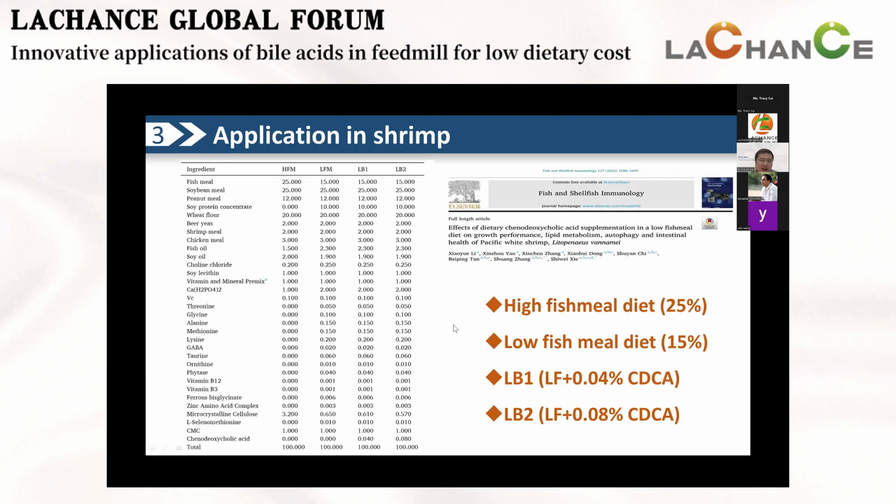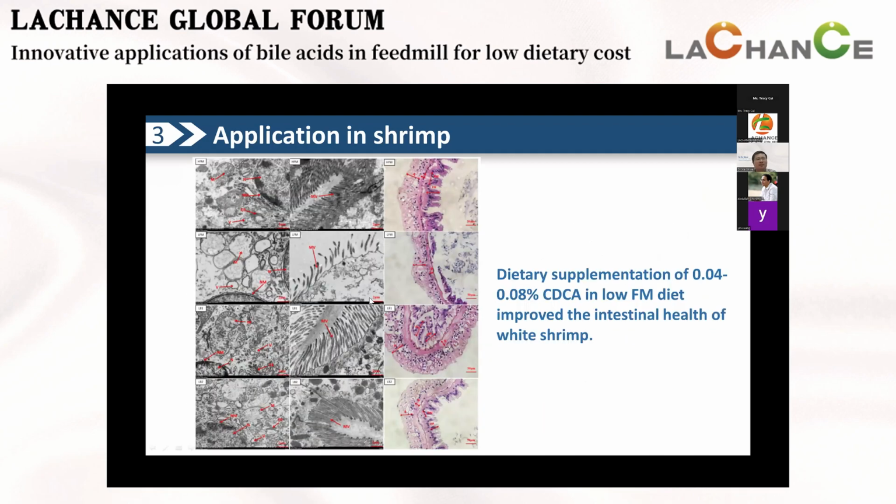And the last experiment is in the Penaeus vannamei model. We also conducted a similar experiment in the Litopenaeus vannamei. And in this experiment, we used 4 diets, a high fish meal diet or low fish meal diet, and 2 levels of bile acid. And in this experiment, we can see that it's very clear. Here is the intestine, and we can see that the intestine health was improved after we supplemented the bile acids in the diet. It's very clear here.